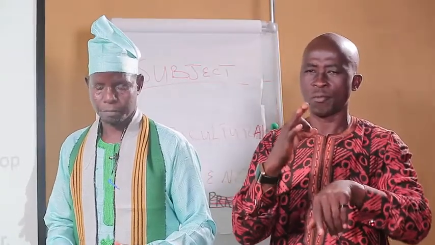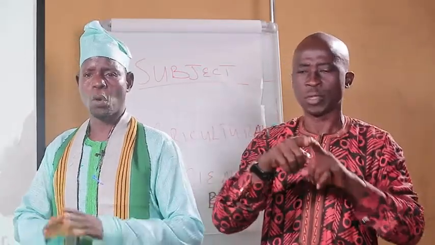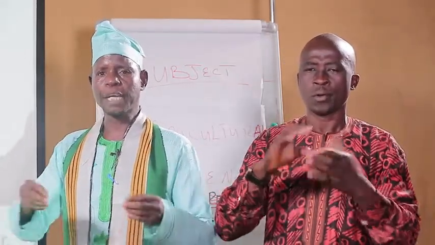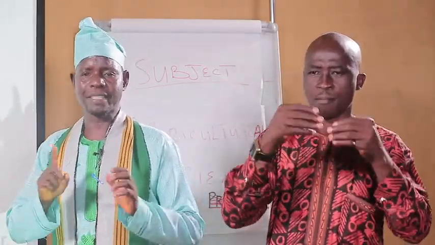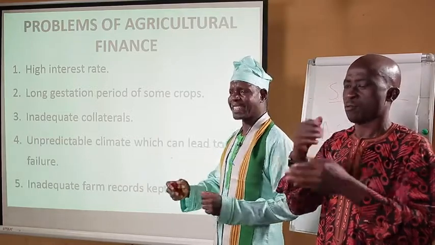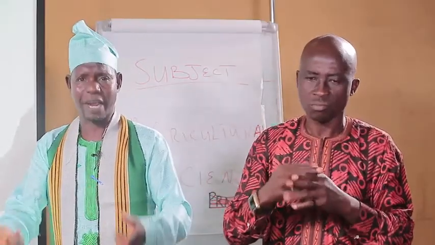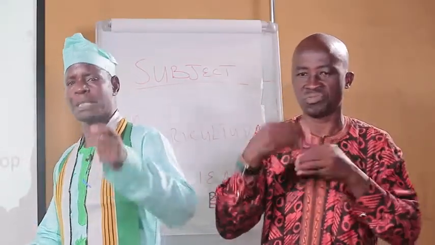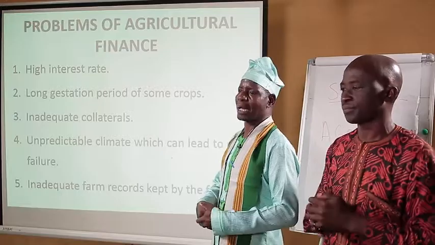Number 2, long gestation period of some crops. Some crops have a long gestation period, especially perennial crops like cocoa. If you obtain a loan because you want to go and plant cocoa, this means that you need to obtain a long-term loan instead of a short-term loan. So some banks are not ready to give this long-term loan. So farmers are discouraged.